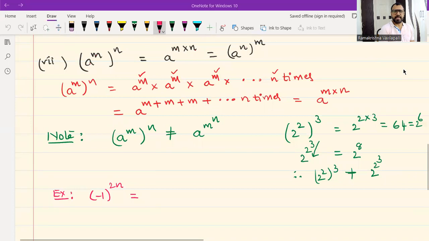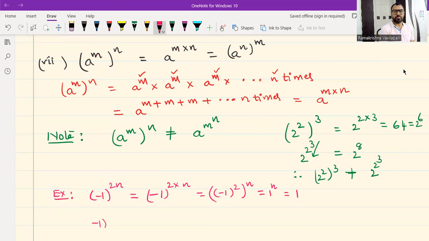So this we write as (-1)^(2n). Observe clearly, we can write this as ((-1)^2)^n. (-1)^2 means -1 into -1, which is +1. So 1 to the power n is always 1.